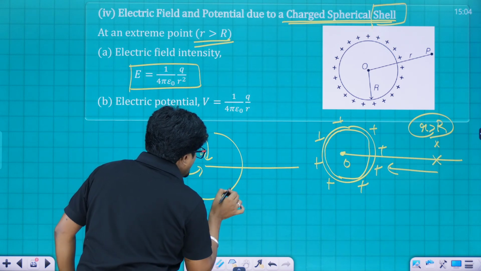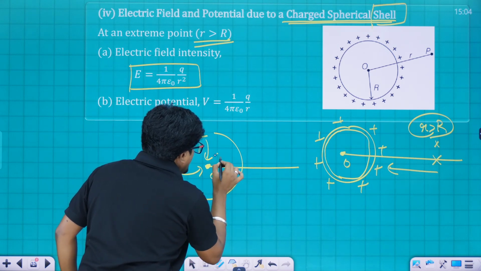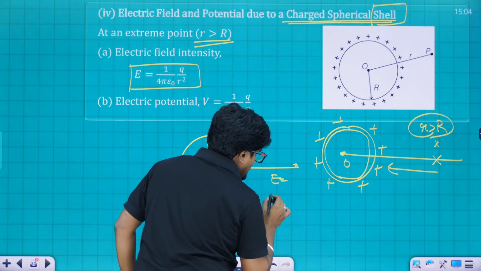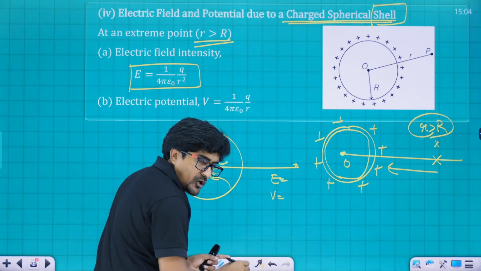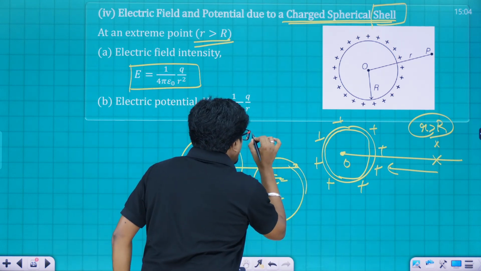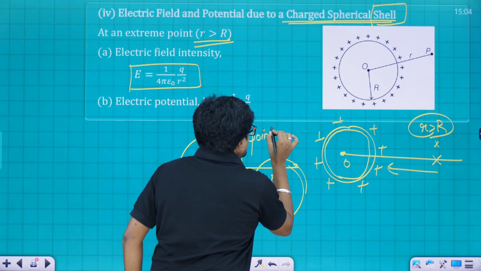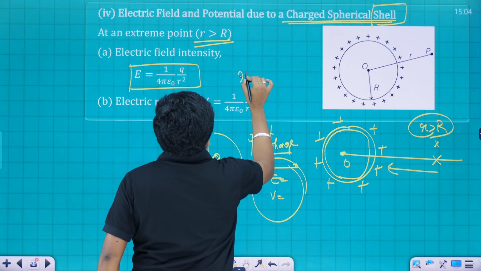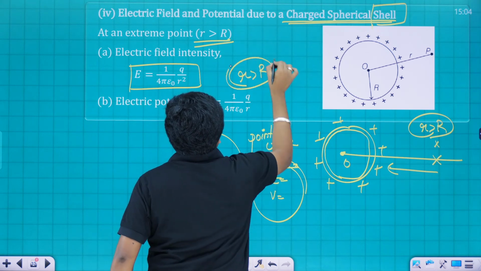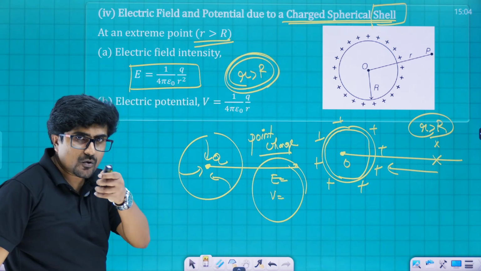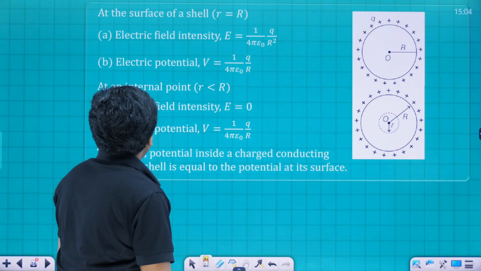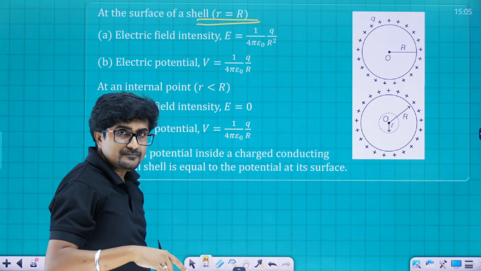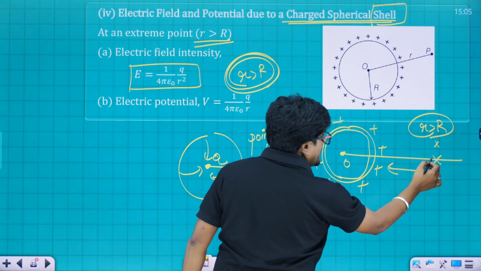So which means if you are having a point outside, then we may assume the entire charge is concentrated at the center somewhere here. Okay, fine, and we calculate the electric field as well as electric potential same as that of a point charge for small letter r greater than capital R. Was that okay?